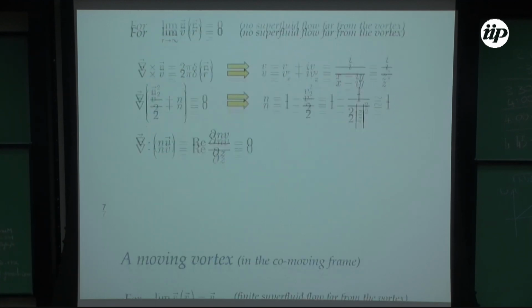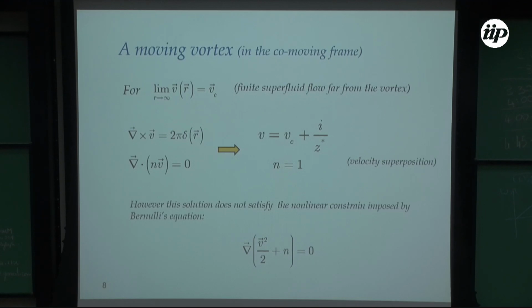What happens if we try to consider a situation where the vortex moves with respect to the flow? So I'm going to consider a situation where the velocity field far from the vortex core is just constant, Vc. Then I can try to solve these two equations, the conservation of particles and the vorticity quantization. And these two equations will just give me n equal 1, and that the velocity is essentially just a superposition of the velocity and the velocity generated by the vortex. But this solution does not satisfy the Bernoulli equation.